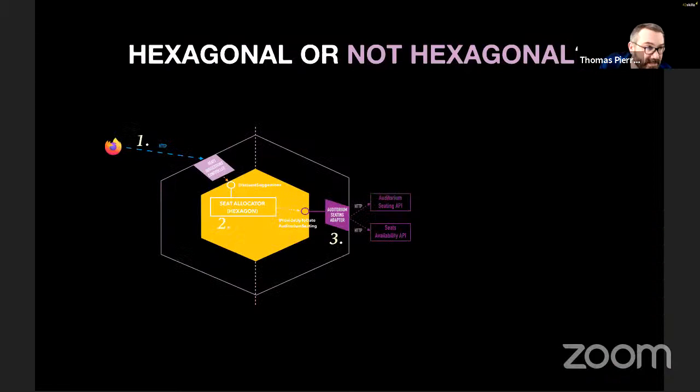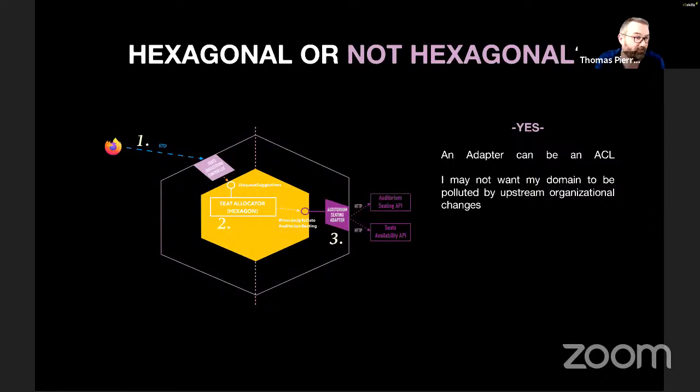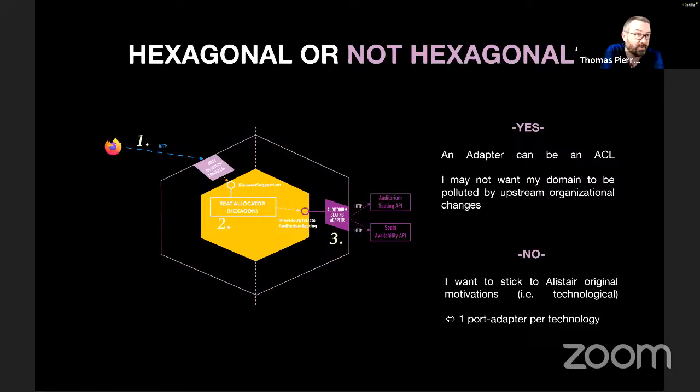The question is, does the following diagram illustrate a hexagonal architecture? So there are two answers, maybe answer C also, but the first answer is yes. An adapter can be an ACL, an anti-corruption layer. I may not want my domain to be polluted by upstream organizational changes and models and external bounded context models. So yes, an adapter may be an ACL towards and against more than one external bounded context. Or you can answer no, I want to stick to Alistair's original motivation, meaning the technological motivation, meaning that basically one port slash adapter per technology.